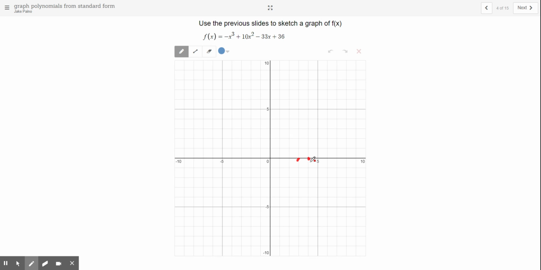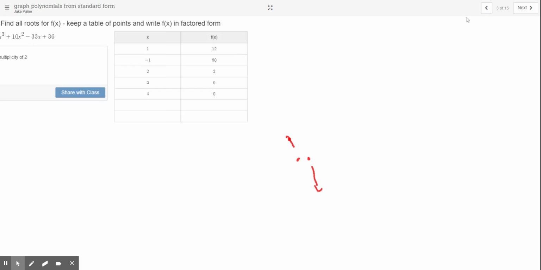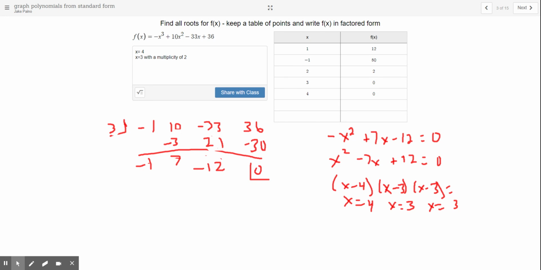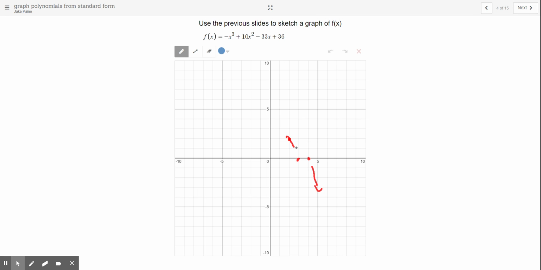We know our right end behavior is going down, so this part's going to be going down. We know that this part is going to be going up. Some of the points that we had: 2, 2 was a point. What else did we have as a point? Is anything else going to fit on the graph here? 112, negative 180. Does not look like anything else is going to fit. 112 would be way up here.